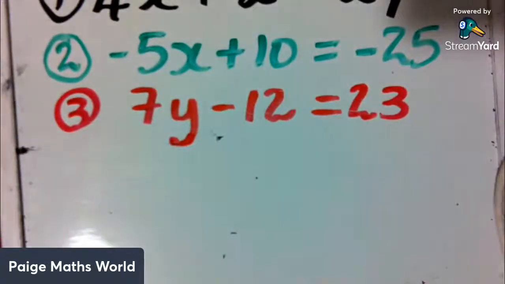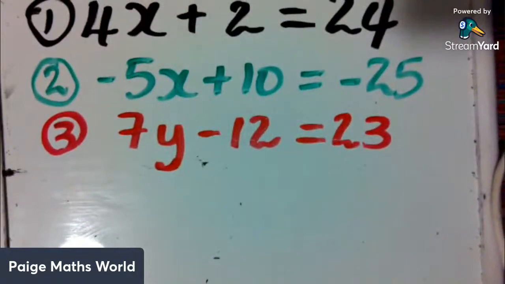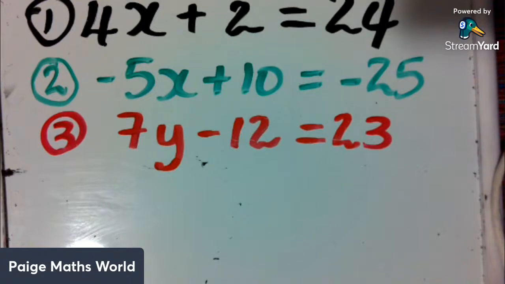So we have 7y minus 12 is equal to 23. What is my first step? What's the first step here? Can somebody type in the chat? What is my first step? What is it that I'm going to do first?